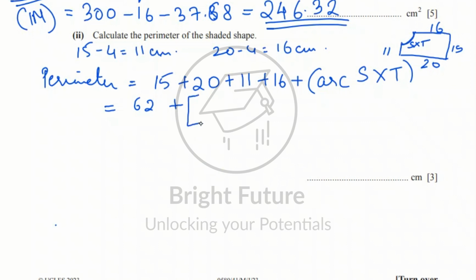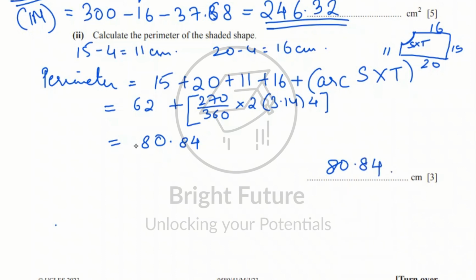So arc will be theta upon 360 multiplied by the circumference, that is 2 into pi r. So the whole calculation when done gives us 80.984 centimeters. This whole calculation is for 2 marks.